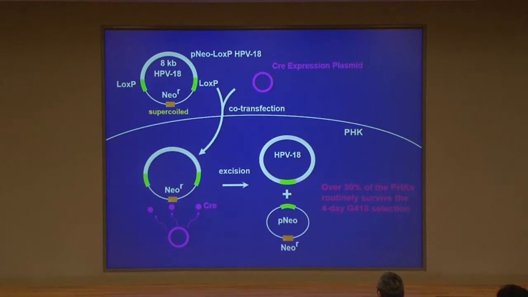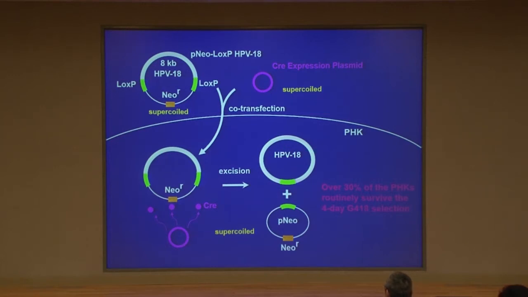So we decided that we needed a new system to study this, and used the Cre-Lox system. This is, of course, used heavily in mouse genetics. Cre is a bacterial recombinase. It works on the loxP site, which is 34 base pairs long. If you open up the HPV genome at the right place and put the loxP site there, and co-transfect these two plasmids, which are supercoiled, when you get inside the cell, Cre works on the loxP. Now you have two plasmids, and this one remains supercoiled.